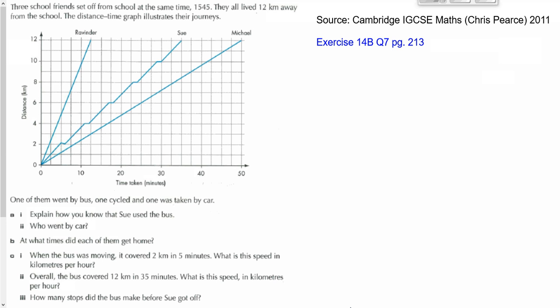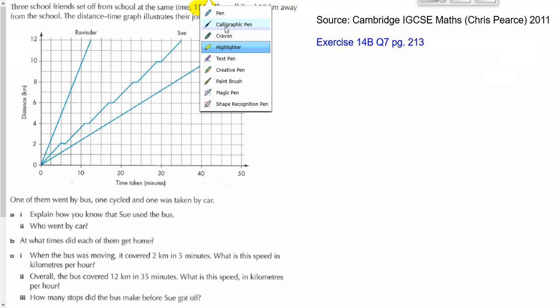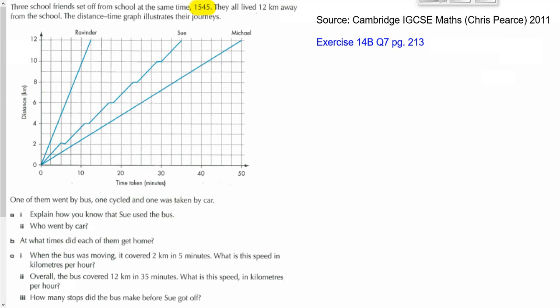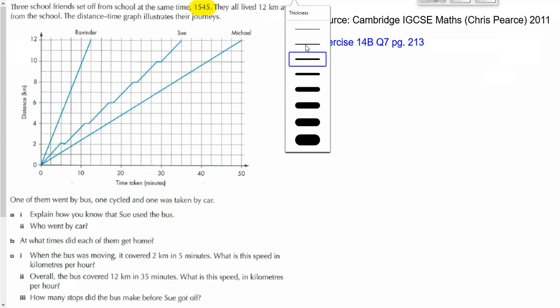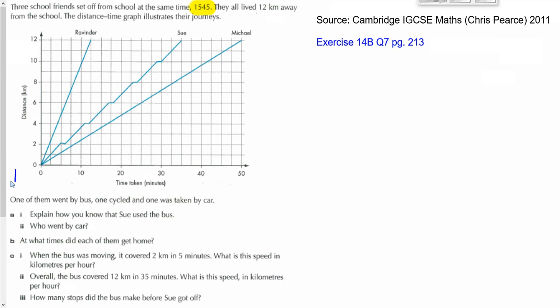All right, so we've got three school friends and they've set off from school at the same time. They've all set off at 3:45. So that means that the start of this graph is beginning at 3:45. So let's have a look. This is 3:45, or we've got 24-hour time here, which is 15:45. This is the starting point.